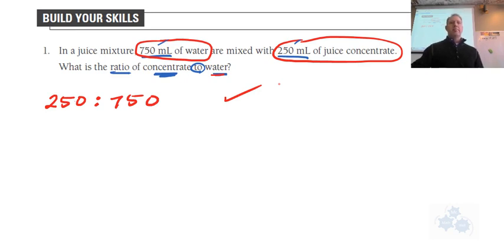Now, could we simplify this ratio? Is there a way that we could make these numbers smaller and keep the same ratio? So you want to see if you could divide each of these numbers by the same number and still have whole numbers when you're done. So is there a number that you can divide them by?